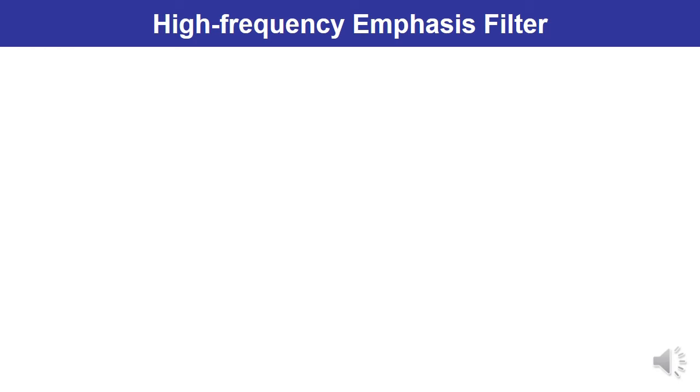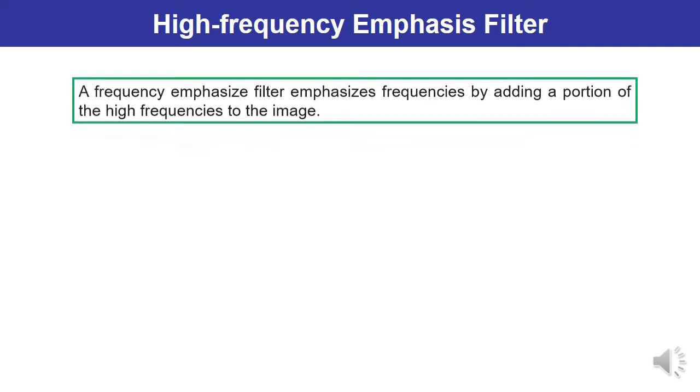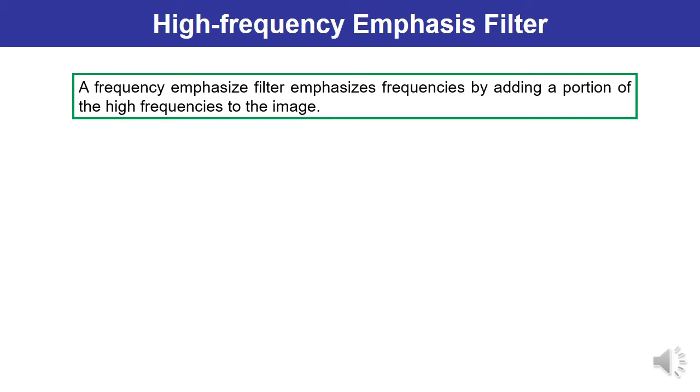Now high frequency emphasis filter. What is high frequency emphasis filter? This is another related useful filter in the frequency domain. So frequency emphasis filter means it emphasizes frequencies by adding a portion of the high frequencies to the image. I have told you that a frequency emphasis filter emphasizes frequency by adding a portion of the high frequency to the image. It can be obtained by applying the inverse Fourier transform.